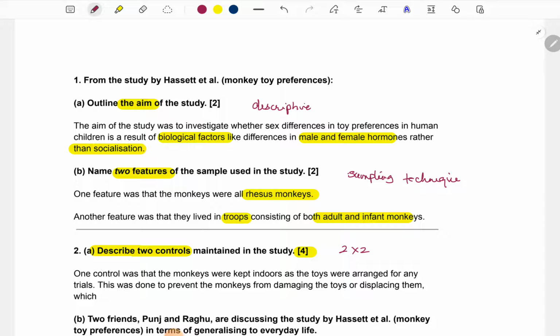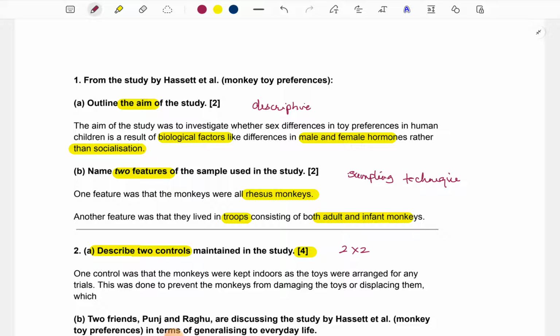So definitely it's not going to be just about stating the control in a line. It's also going to be about further elaborating and saying why that control was maintained in the study. So you will have to show some reasoning. The majority of students answer these questions just by naming the controls, which is a wrong approach. You also need to reason out why that control was maintained.